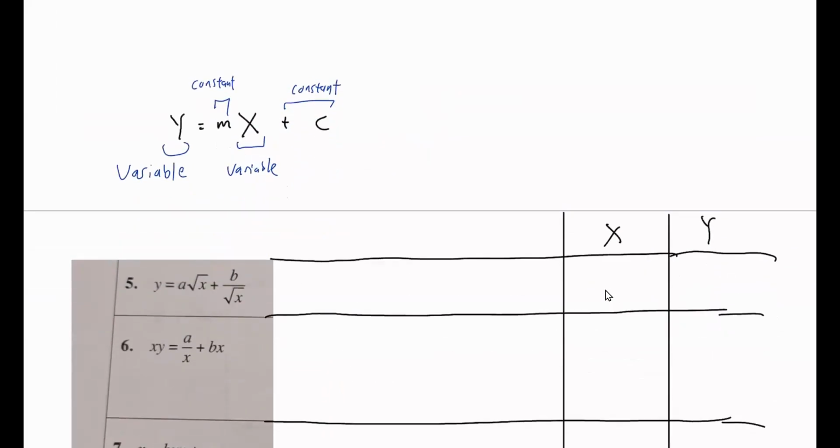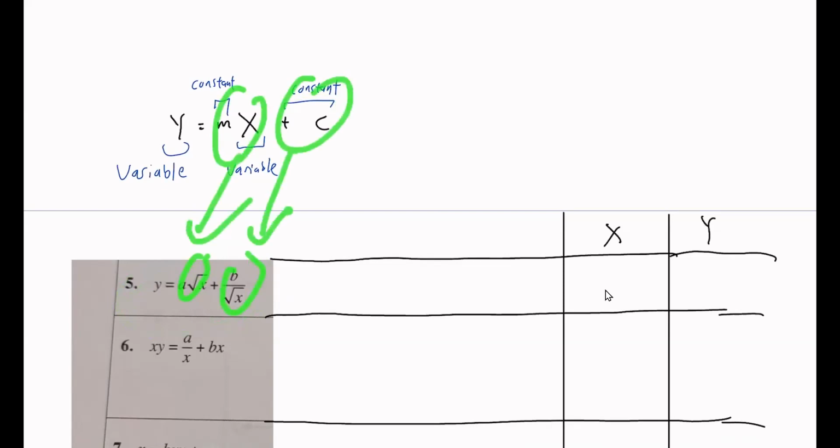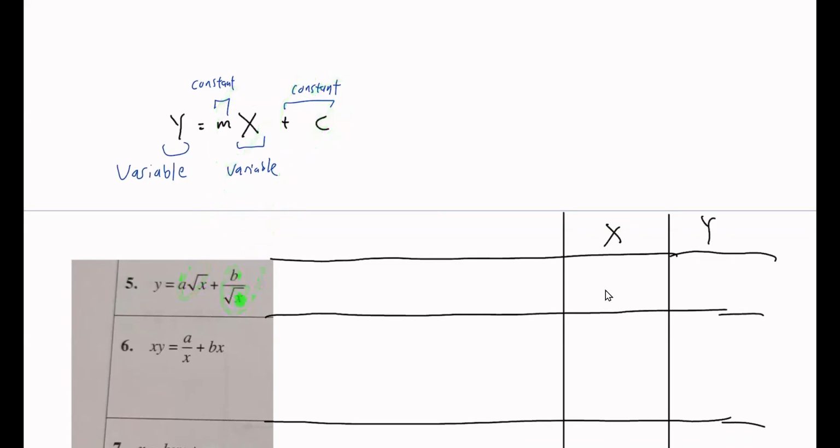One term here contains a variable. The second term here is just a pure constant. The problem over here in example 5 is that you got two terms. You see mx plus c, almost the same, right? But there's a problem. The plus c here is purely a constant, and that's the requirement. But over here, we got b over square root x. The x here is a variable. So this is our problem.